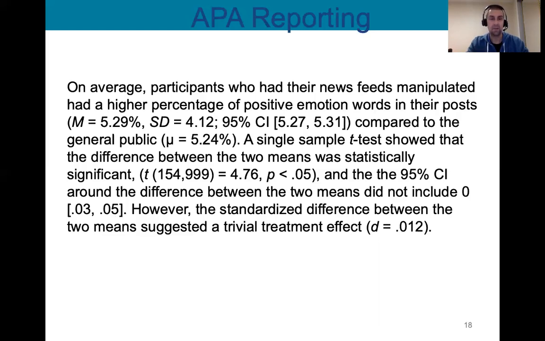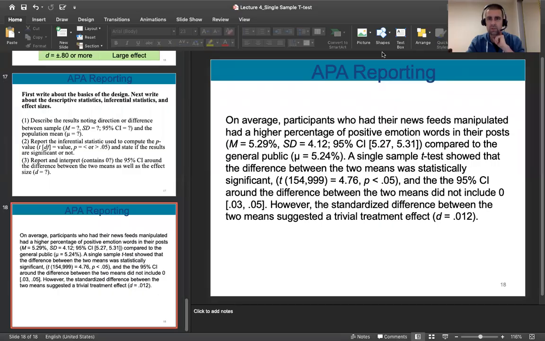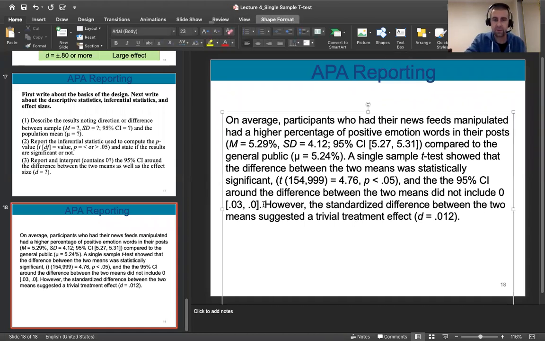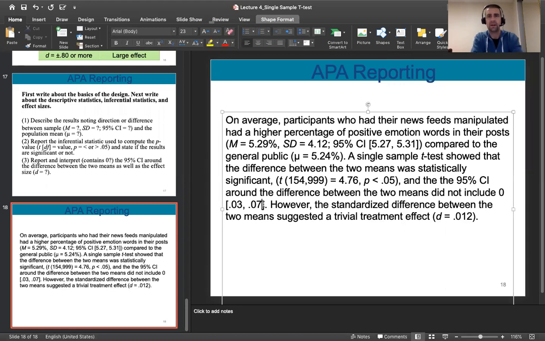Finally, I really want to say that this is an important new way to make sure you write these conclusions. The standardized difference between the two means suggested a trivial treatment difference. And so again, it's a significant difference, but maybe it's not one that I should care so much about. So let's go ahead and change the value here. So there we go. Right, and so we can see that that's what the interpretation should look like.